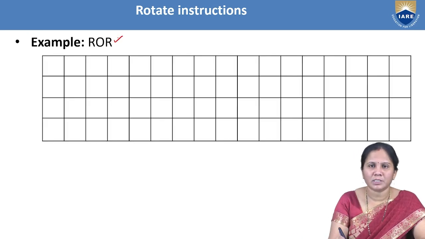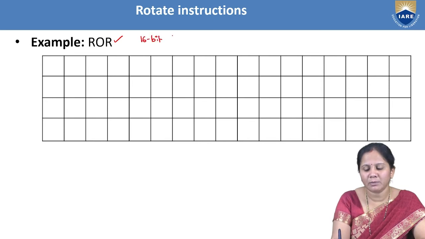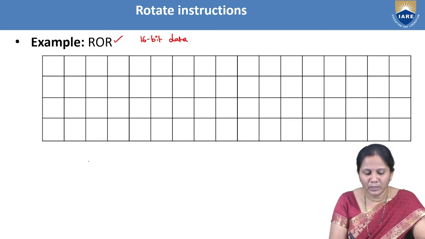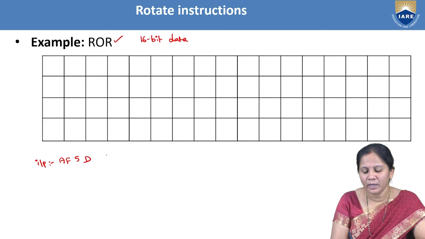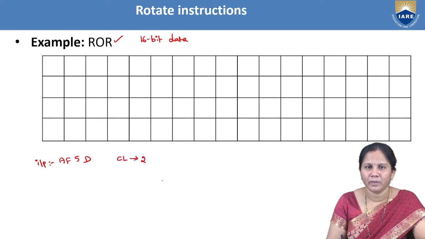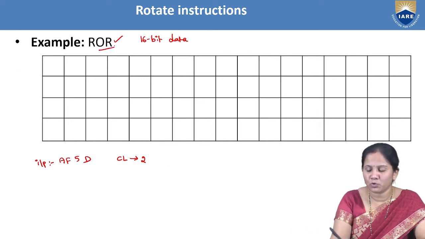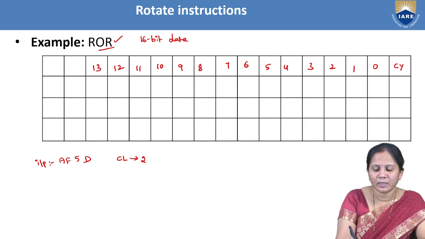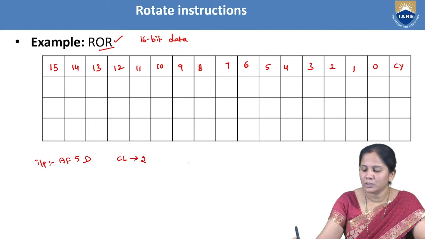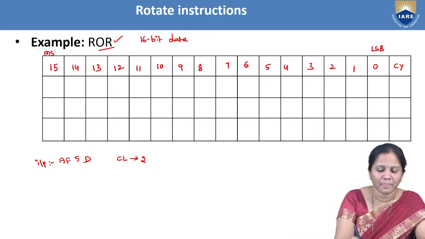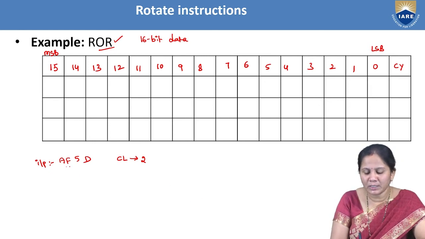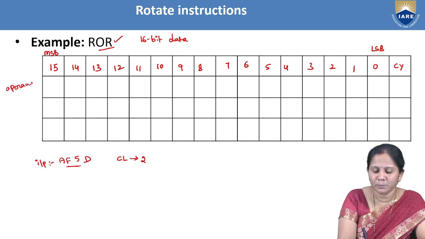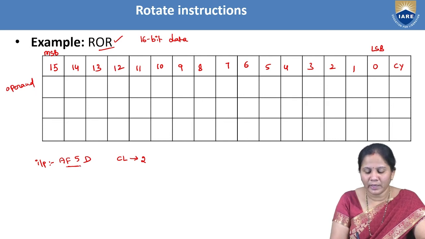Now, in order to execute this ROR instruction, let us consider a 16-bit data as input. For example, to perform this ROR instruction, consider AF5D as the input, and consider the count value as 2. This is rotate right, so the carry bit will be at the right side. The bits are numbered 0, 1, 2, up to 15. This 0 bit is called LSB bit and this 15 bit is called MSB bit. First, we have to consider this AF5D as operand input.